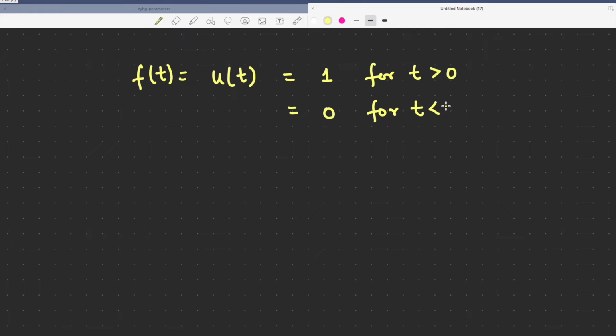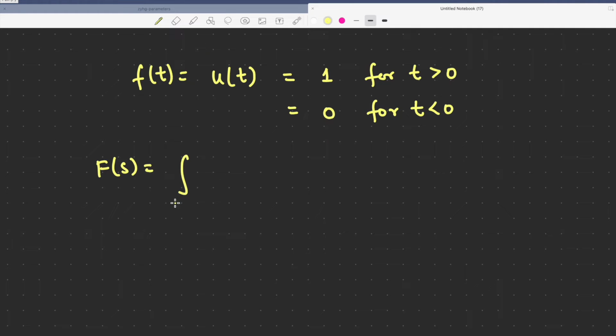Now let us try to apply this for a few basic functions, and we will try to find out their Laplace transform. So first of all, let us consider the basic function f(t) equal to u(t). As you know, u(t) is equal to 1 for t greater than 0, and this will be equal to 0 for t less than 0. So let us apply this in finding the Laplace transform.